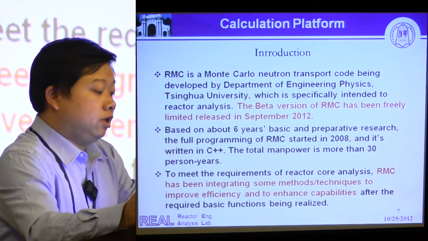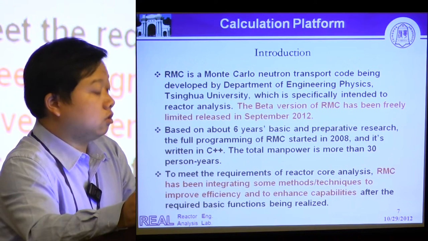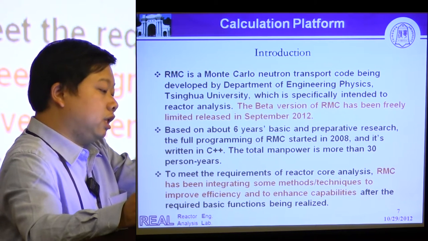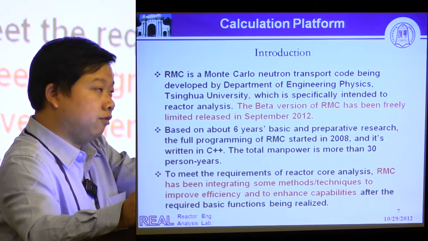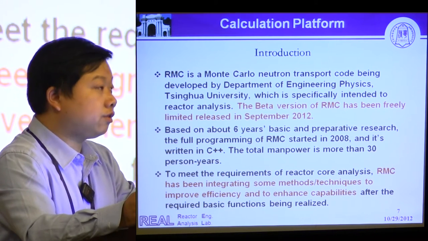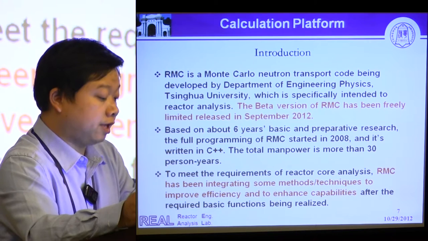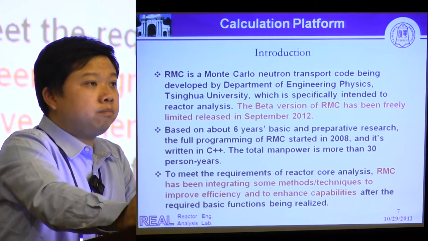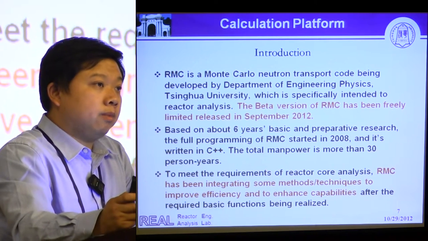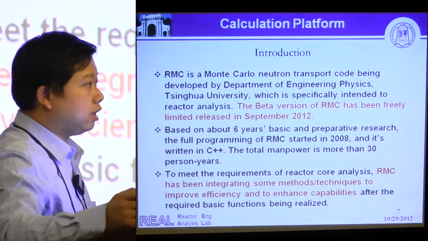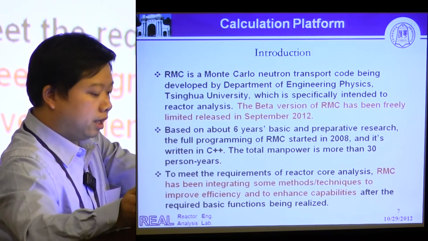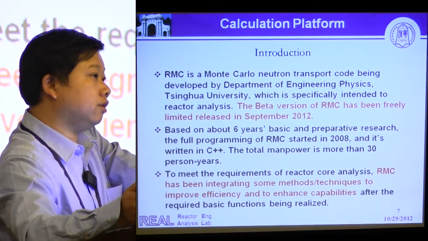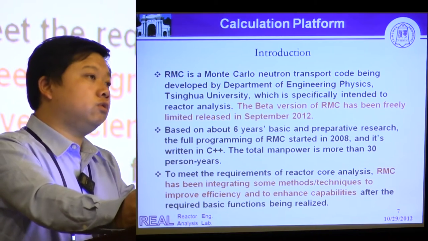And this RMC means Reactor Monte Carlo code. It is a neutron transport code being developed in our department, and we released this code in September this year. And we have used it in many more than 5 to 10% of the development in this code. And now we have done some work to improve the efficiency and the function of this RMC code in the thorium fuel reactor design.